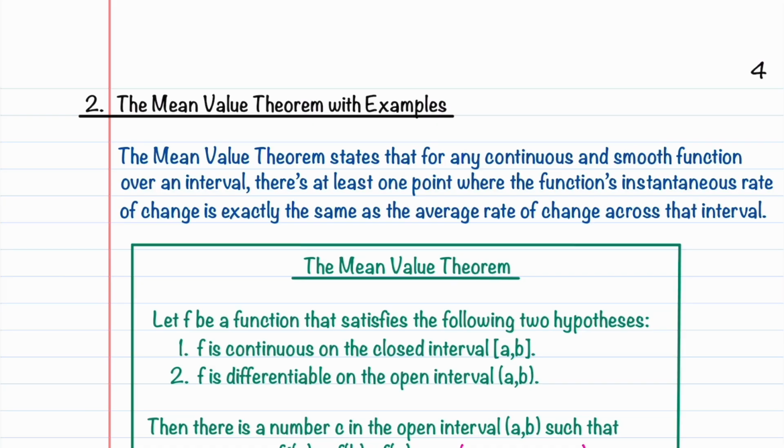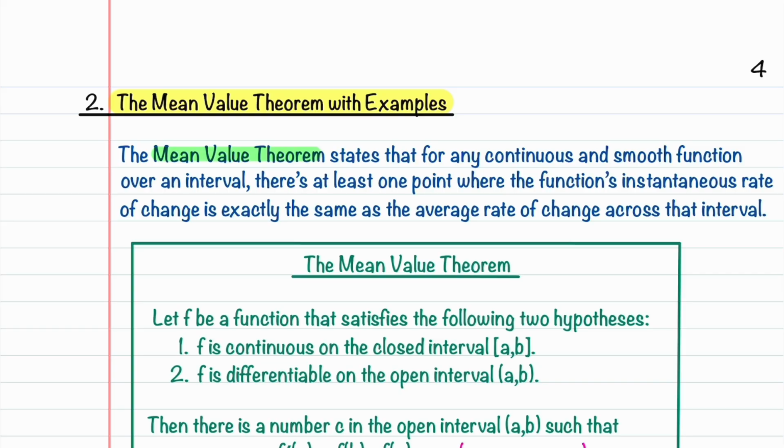Now that we understand Rolle's theorem, let's look at the mean value theorem and walk through some examples. The mean value theorem states that for any continuous and smooth function over an interval, there is at least one point where the function's instantaneous rate of change is exactly the same as the average rate of change across that interval.